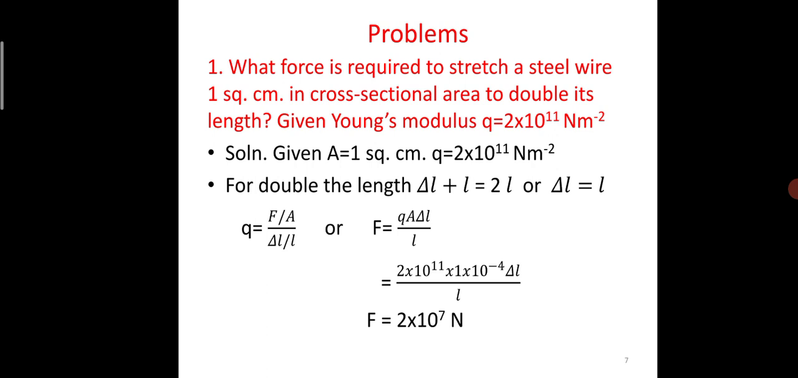Then the expression for Young's modulus is given by Q is equal to F by A whole divided by delta L by L, and delta L and L are the same, so they can be cancelled with each other. Then the remaining value is F is equal to Q into A, where Q value is 2 into 10 power 11 and A is equal to 10 power minus 4. Then we have finally the force required to stretch the wire, F is equal to 2 into 10 power 7 Newton.